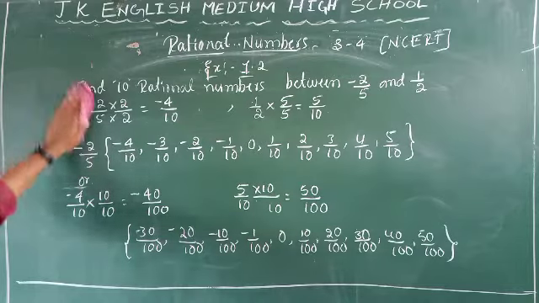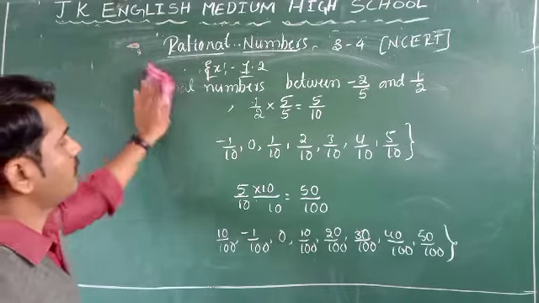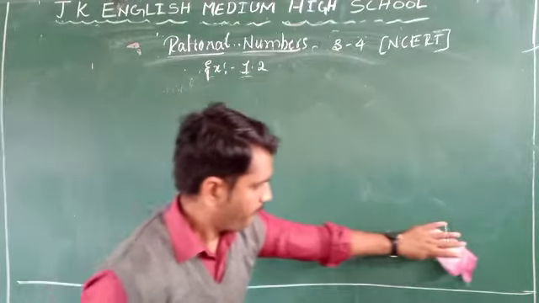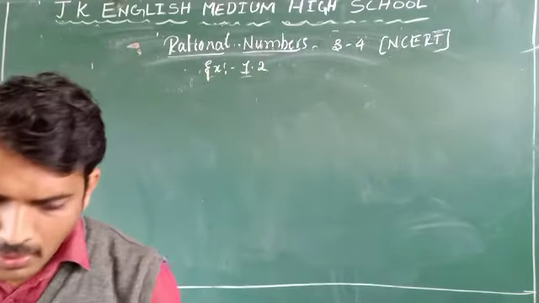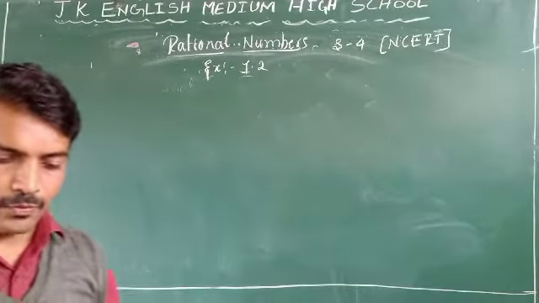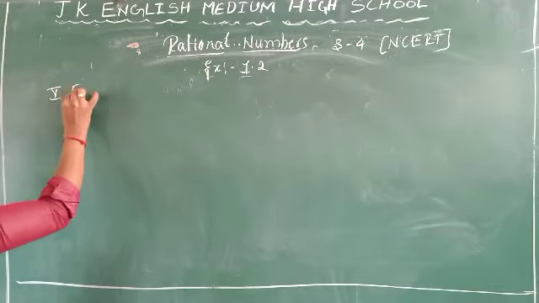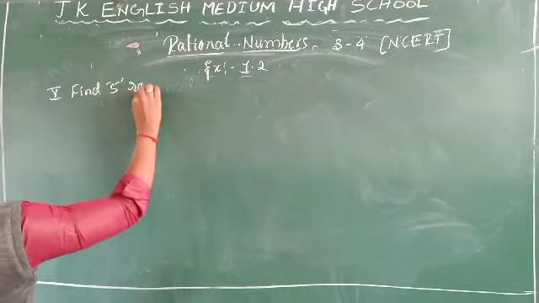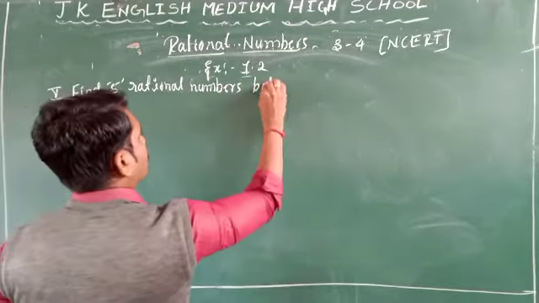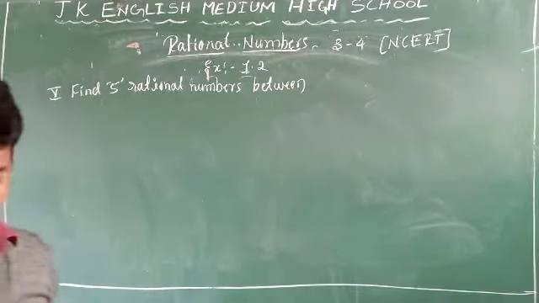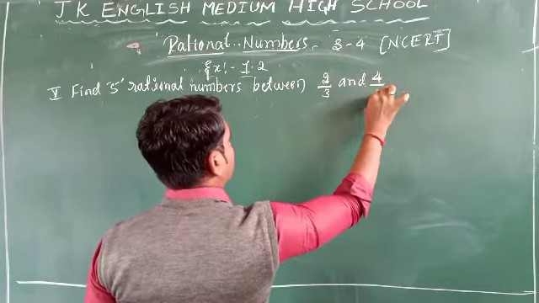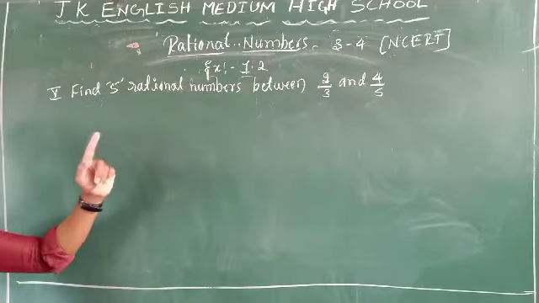Now I will solve the fifth main. The fifth main is: find 5 rational numbers between 2 by 3 and 4 by 5. Here also both the denominators are different.